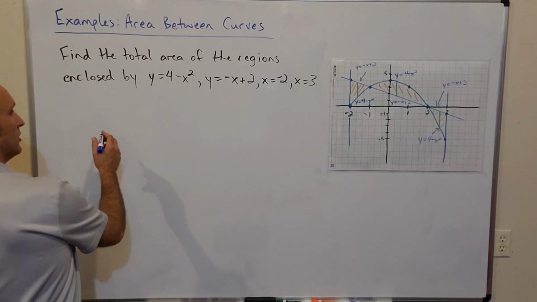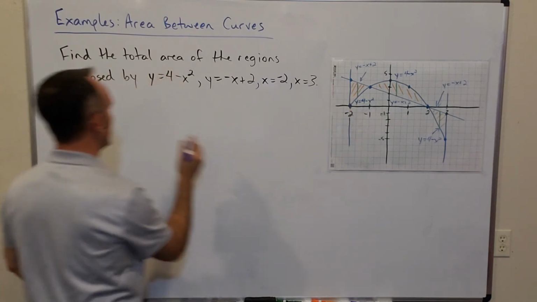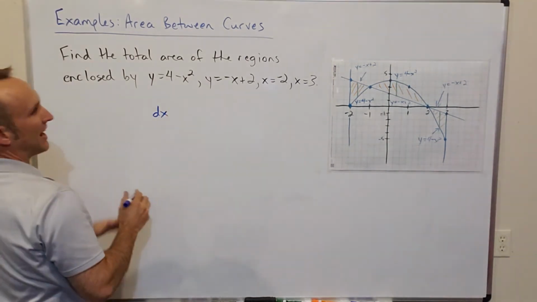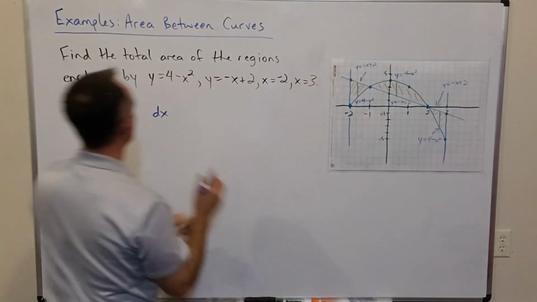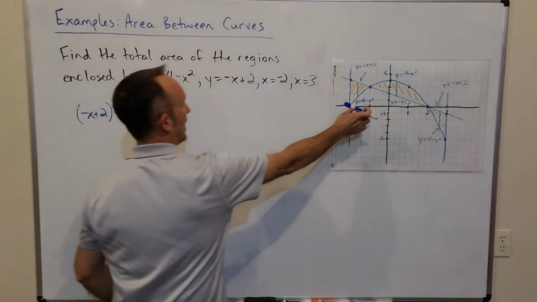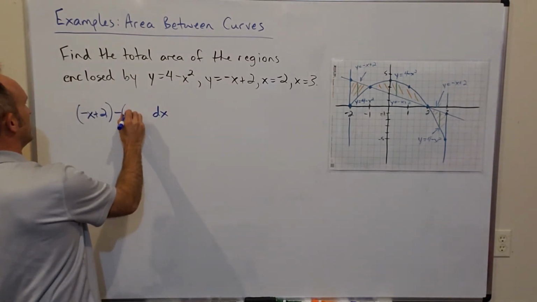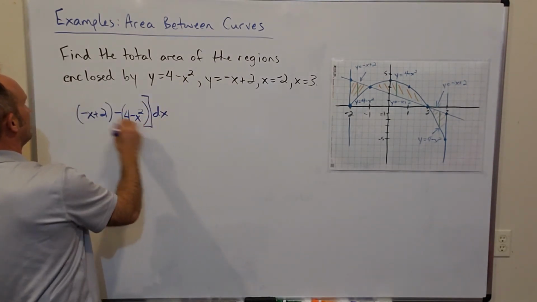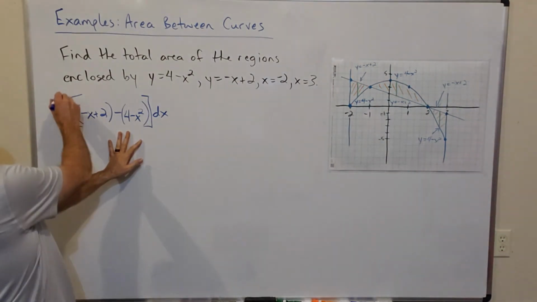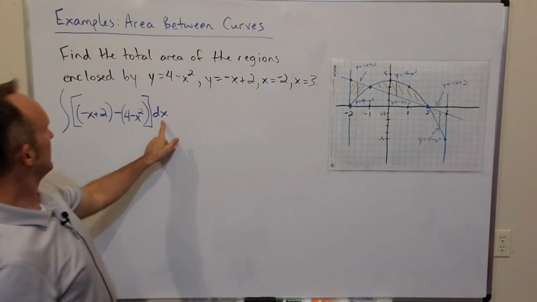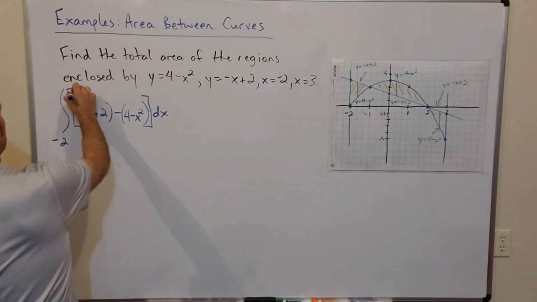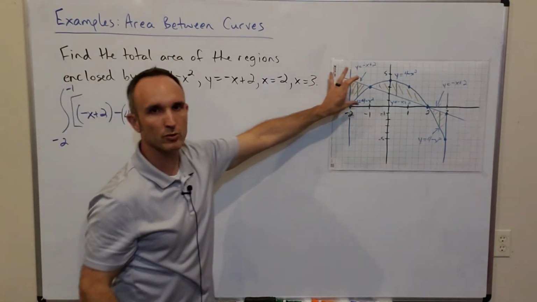So my first integral, the width of my rectangle is dx. It's a horizontal measurement. Times the height, which is going to be my top y, in terms of x, which is negative x plus 2, minus my bottom y in terms of x, which is 4 minus x squared. That's the area of the rectangles in the first region. Then I need to add them all together. Look at my x values. They go from negative 2 to negative 1. So this integral is the area of the first region.